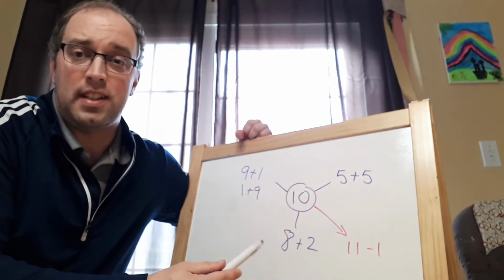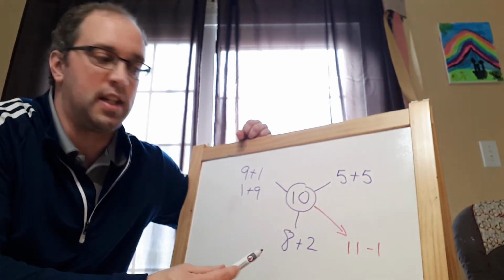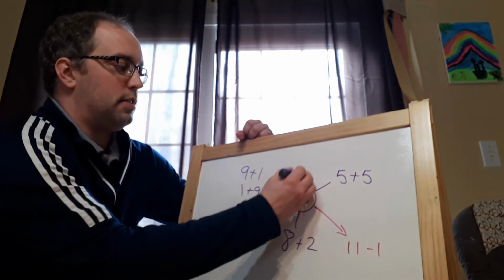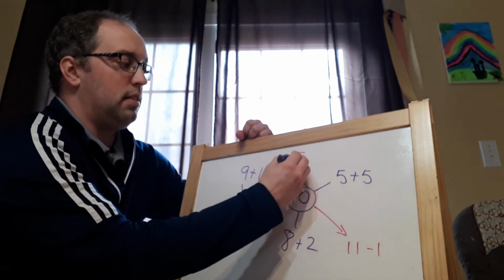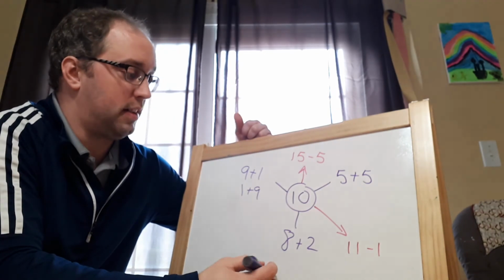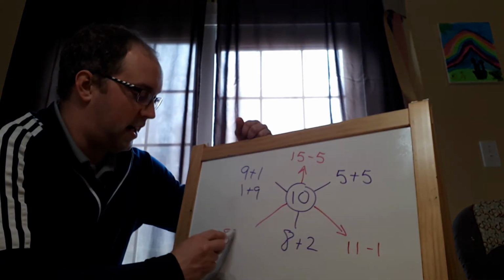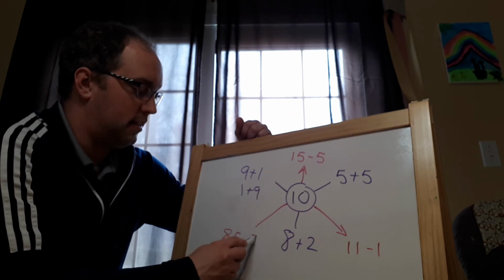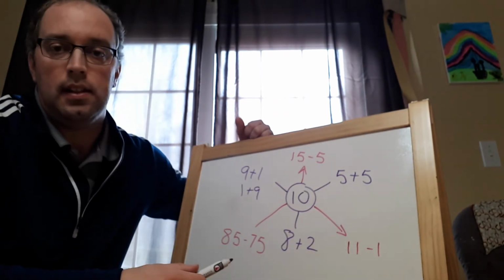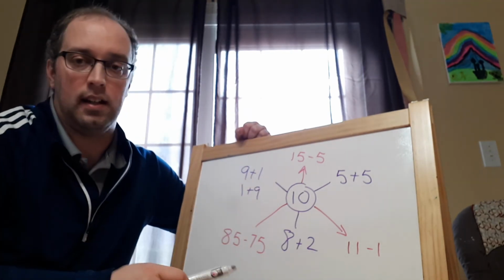Now eventually I'm going to tell my students that's too simple for you. Give me another one. Give me a more challenging one. So we could say 15 subtract 5. Or if they really wanted to challenge themselves, they could say 85 subtract 75. These are all representations of the number 10.